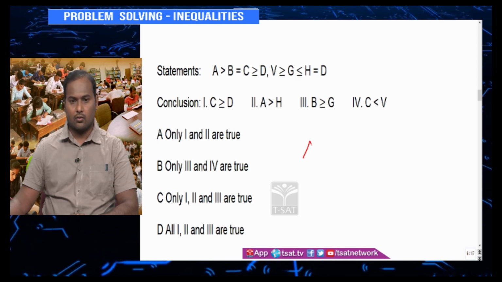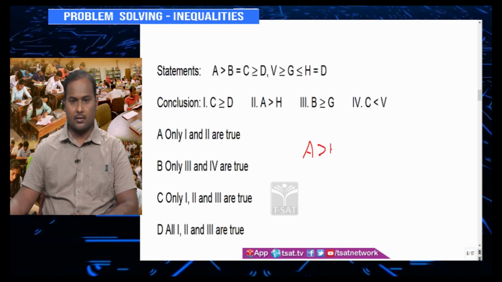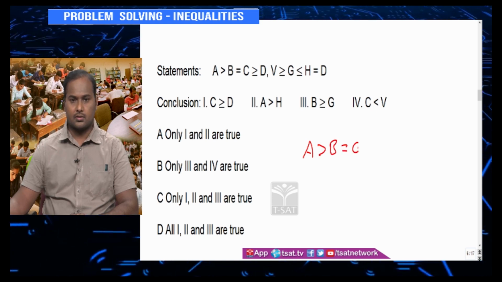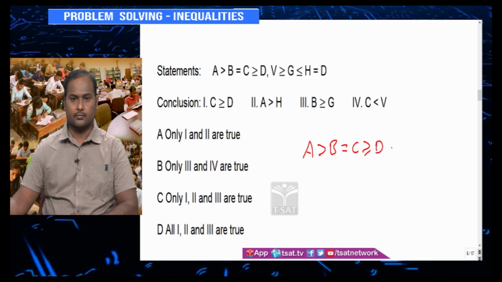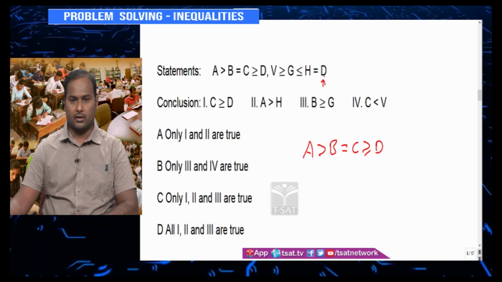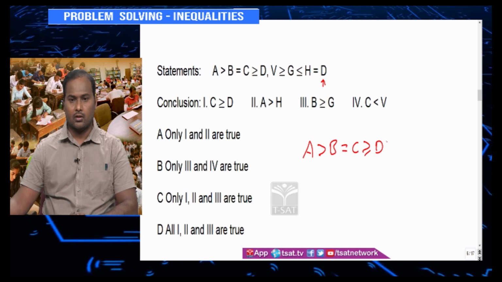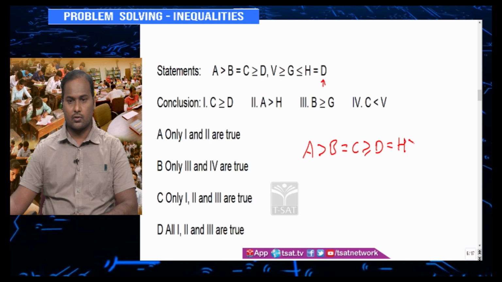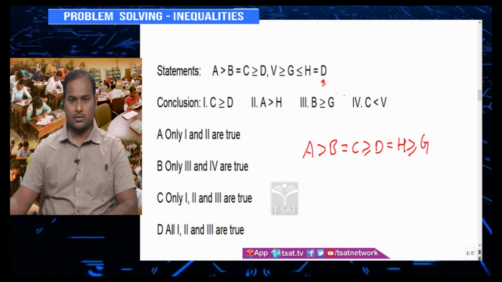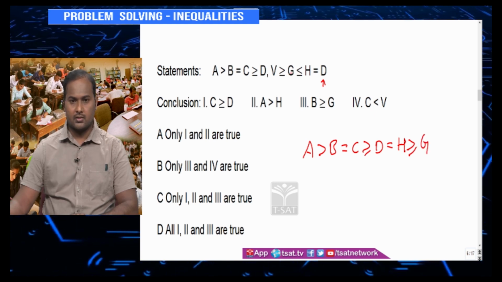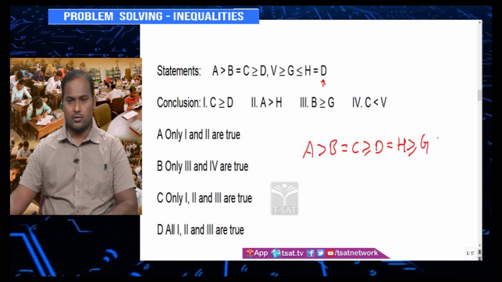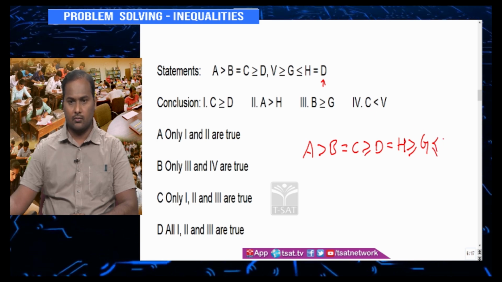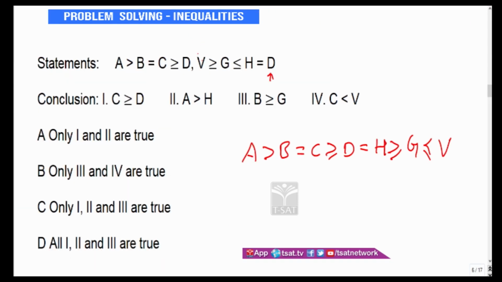Let's see this. Statement 1 says A is greater than B, B is equal to C, C is greater than D. Now take the common letter, here D. So from D you start writing. D is equal to H, H is greater than or equal to G, then followed by G is less than or equal to V. So now I converted two statements into a single statement. Let's see whether the conclusions are correct or wrong.